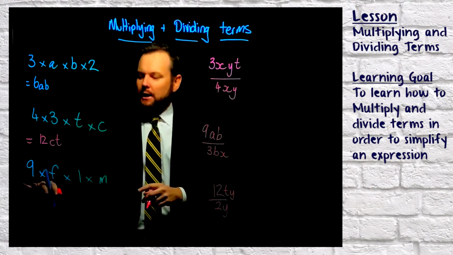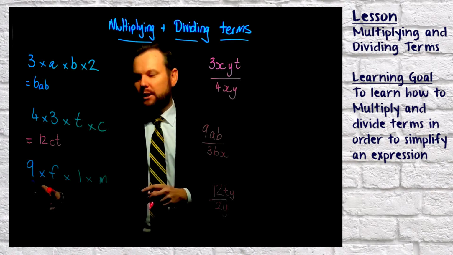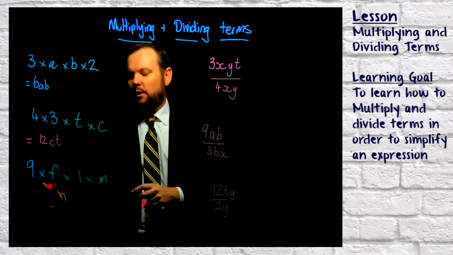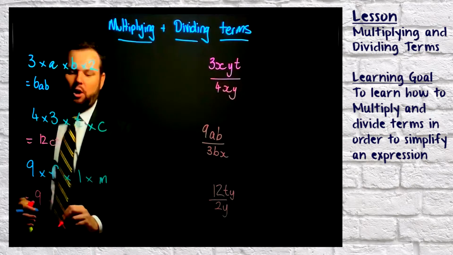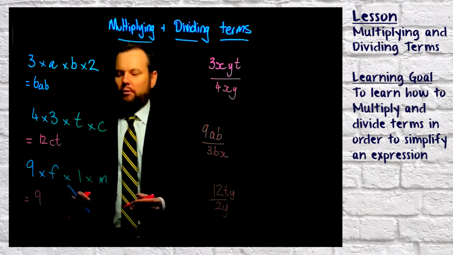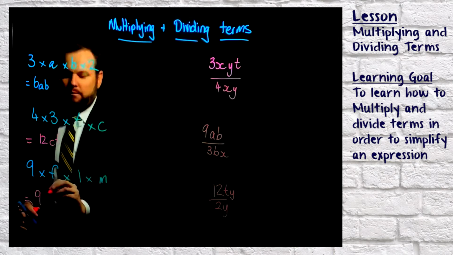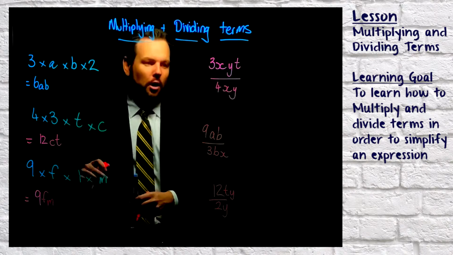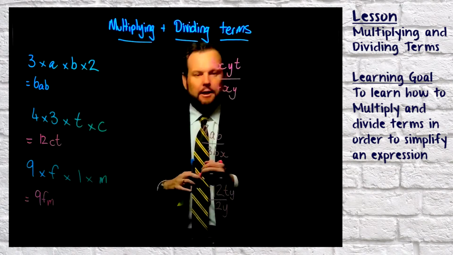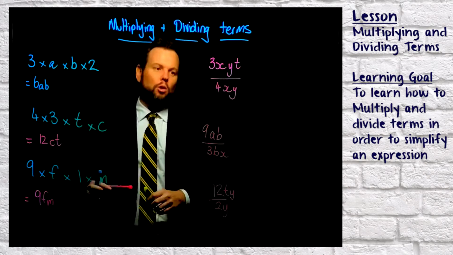All right, let's have a look at our next question. Once again, look for your constant terms. I've got a 9 and a 1, multiply them together. I end up with 9, and then your variables go along for the ride, F and M. 9FM. So that's multiplying.